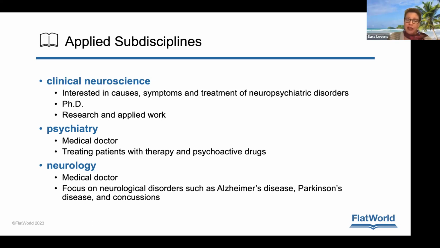You can have psychiatry, which is a medical doctor who's specifically trained to work with individuals with neuropsychiatric disorders to help them with therapy and providing them with psychoactive drugs for treatment. And then, of course, we have neurology, medical doctors that will focus on neurological disorders such as Alzheimer's disease, Parkinson's disease, consciousness, and basically treating elements of those conditions as they arise to improve wellness and longevity.